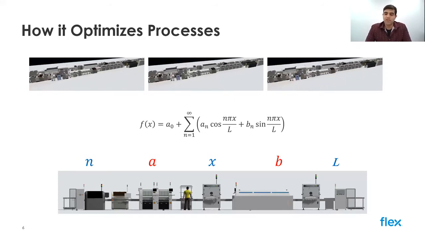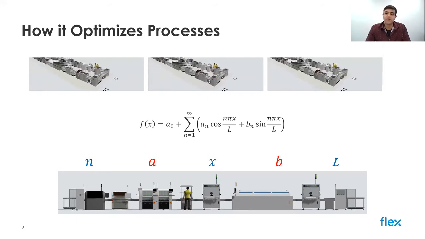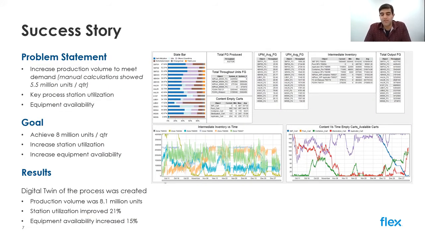So if you look at this process in action, we have a success story of one of our customers that had a few different problem statements they were trying to address. The first one was that they wanted to increase their production volume. They were manually calculating this process, and they were finding that they were going to be achieving 5.5 million units per quarter. That was not the goal. As a matter of fact, their goal was to have 8 million units per quarter. But manual calculations were showing otherwise due to their process.